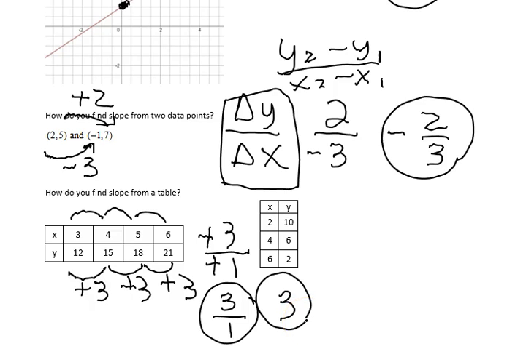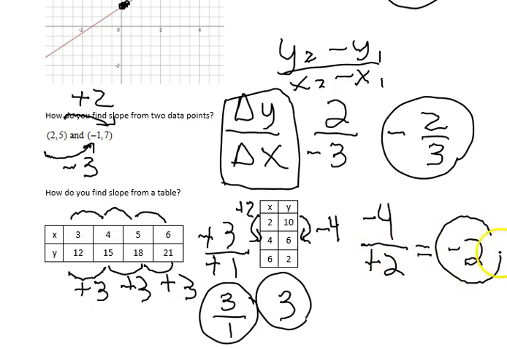We can do it with a table that's running vertically also. Here, our change in y is -4, and we notice it's the same for the next one. And our change in x is a positive 2. So our slope is our change in y, -4, over our change in x, positive 2, which is a slope of -2, or you could say -2 over 1.